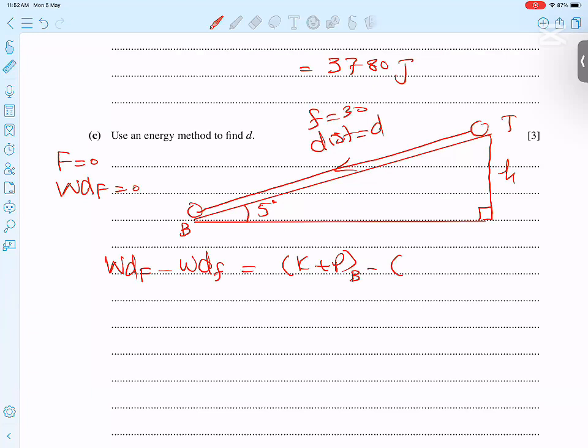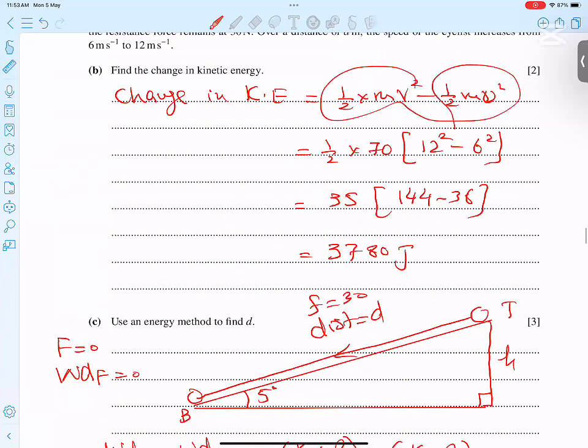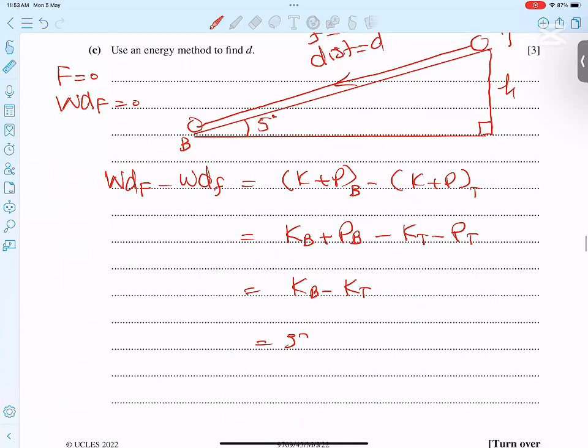So bottom minus end point, always start at the beginning. Do you know, student, if I open the bracket: kinetic energy at the bottom plus potential energy at the bottom, minus kinetic energy on top, potential energy on top. And for your knowledge, kinetic energy at the bottom, the speed is higher, and at the top it is smaller. And we have already KB minus KT, which is 3780. So here I'm writing 3780 in place of it.